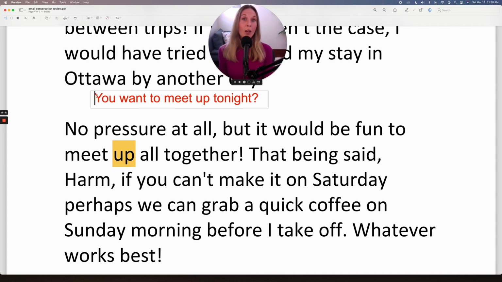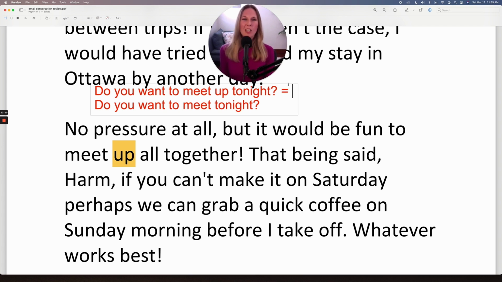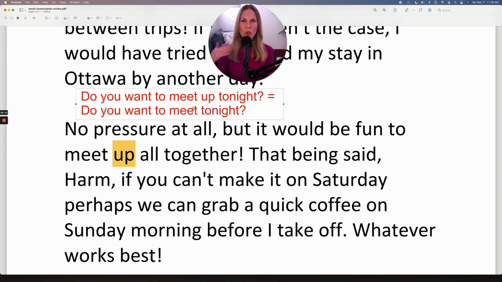Now, I wrote this the way I would write this to a friend because we commonly leave out unnecessary words like auxiliary verbs. Do you want to meet up tonight? Do you want to meet tonight? Okay, they have the exact same meaning. But I would use this with social situations.